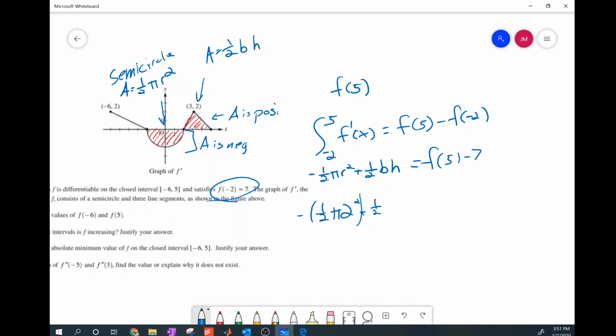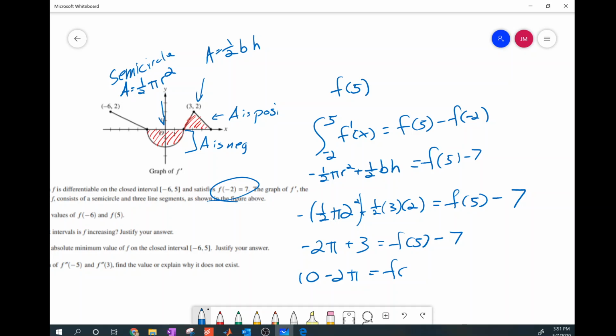plus 1/2, and this is a 3 by 2 triangle. We can see that now we have our equation. We have f of 5 and no other variables, so that means this is going to give me a value, and that's the answer we want. So that's going to be minus 2 times 2 is 4, times 1/2 is 2, so minus 2 pi, plus 2 times 3 is 6, divided by 2 is 3. Bring over that 7, 3 plus 7 is 10, minus 2 pi equals f of 5.